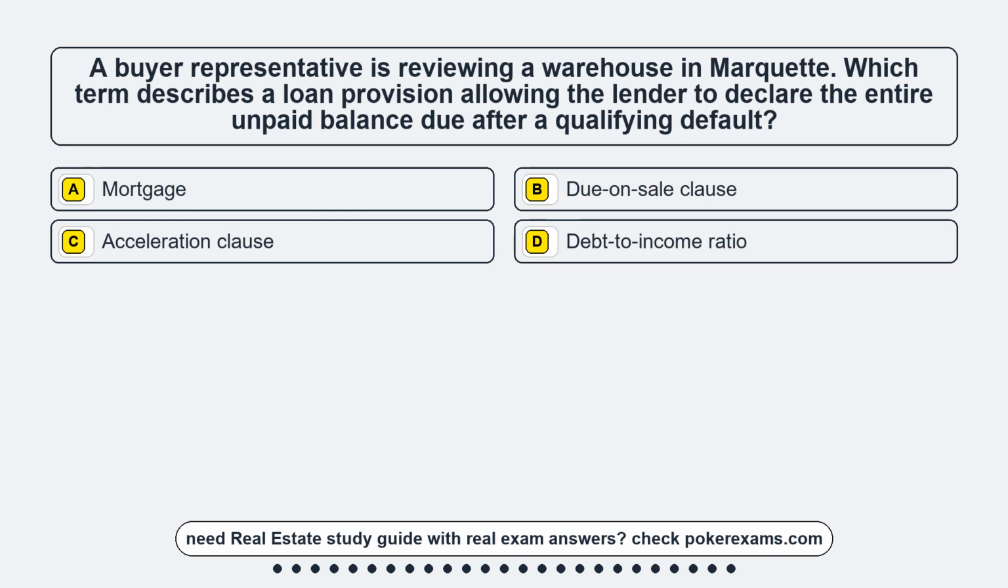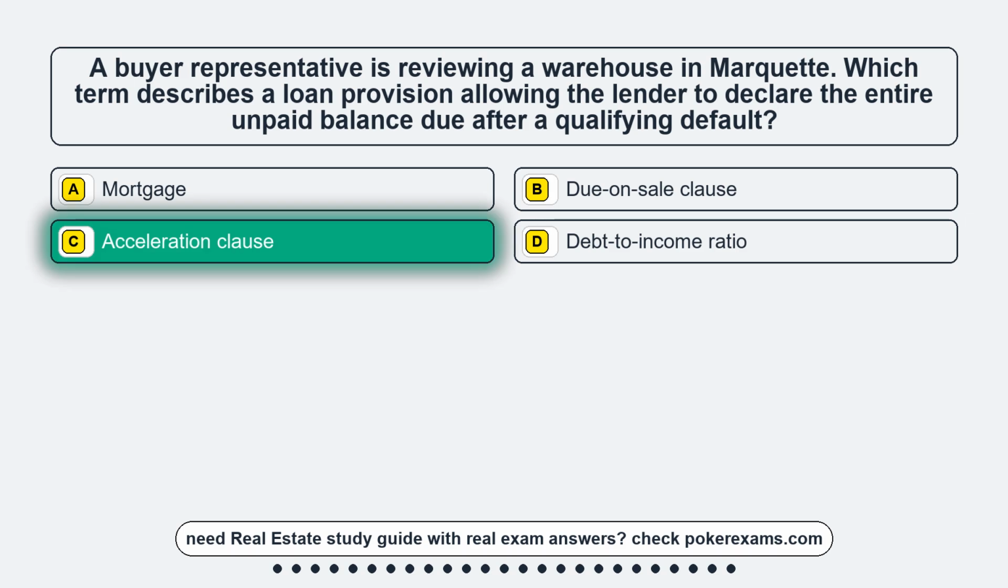Question 23. A buyer representative is reviewing a warehouse in Marquette. Which term describes a loan provision allowing the lender to declare the entire unpaid balance due after a qualifying default? Option A, mortgage. Option B, a due on sale clause. Option C, acceleration clause. Option D, debt to income ratio. The correct answer is option C, acceleration clause.